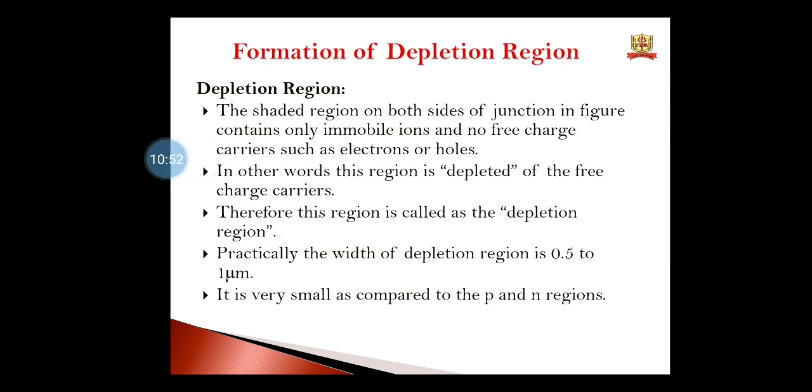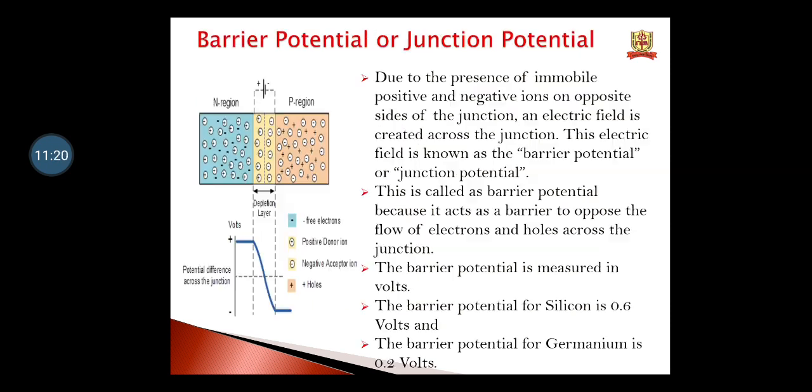So now we will understand the formation of the depletion region. We have already understood: the depletion region is the region where there are immobile ions and no free charge carriers such as electrons or holes. So as there are no free charge carriers, it is depleted, and therefore it is called the depletion region. It is very small as compared to the P and N regions.